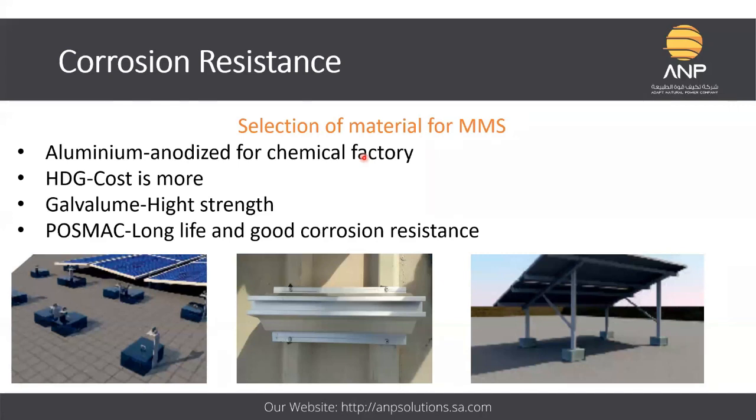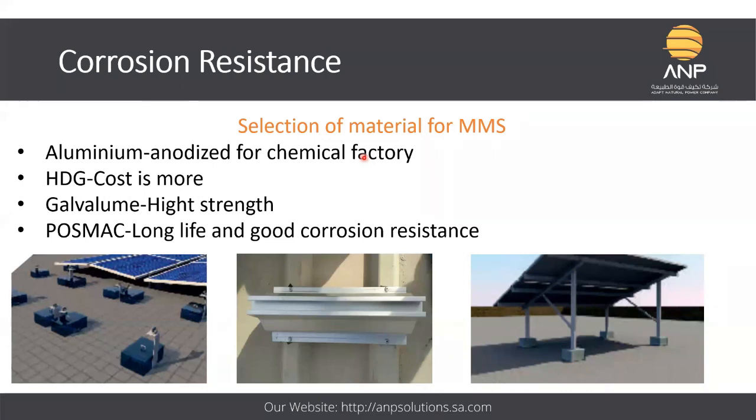Another material is Galvalume. This is a new material, and the advantage of using Galvalume is it has high strength and high corrosion resistance. Normally in the case of hot dip galvanized material, the total coating is made up of zinc. But in the case of Galvalume, the coating is not only zinc, it's around 50% aluminum, around 50% zinc, and some percent silicon. Due to this coating, the material will last for almost decades.